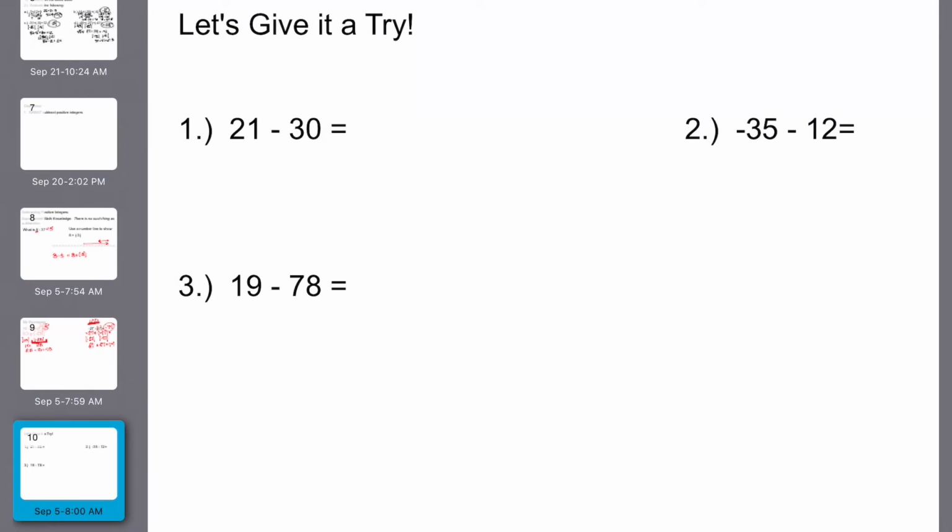Okay, so now here are 3 questions that I want you to give a try. You're going to do this on your own, and you're going to input the answers into Edpuzzle to see if you get them right. I'll be back on in a second with your solutions.